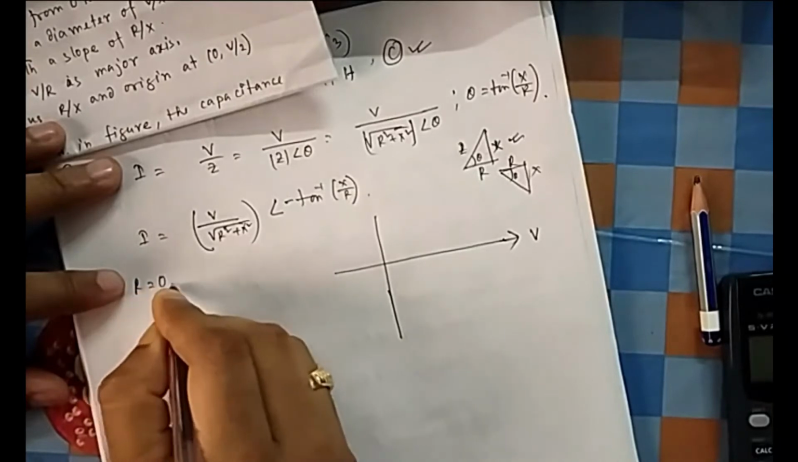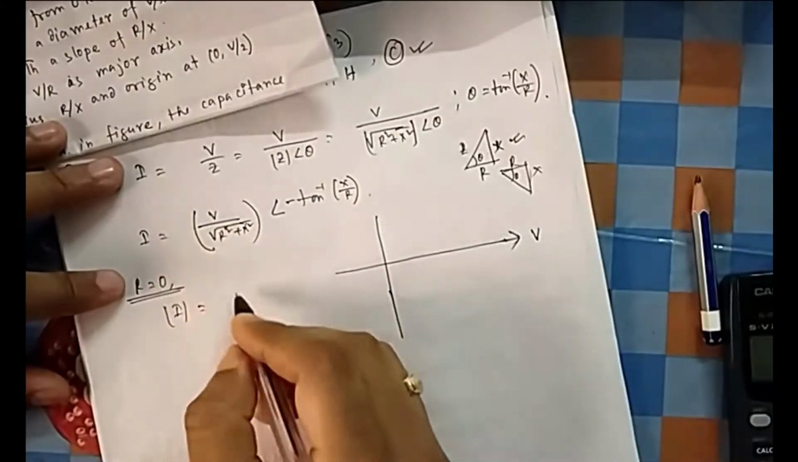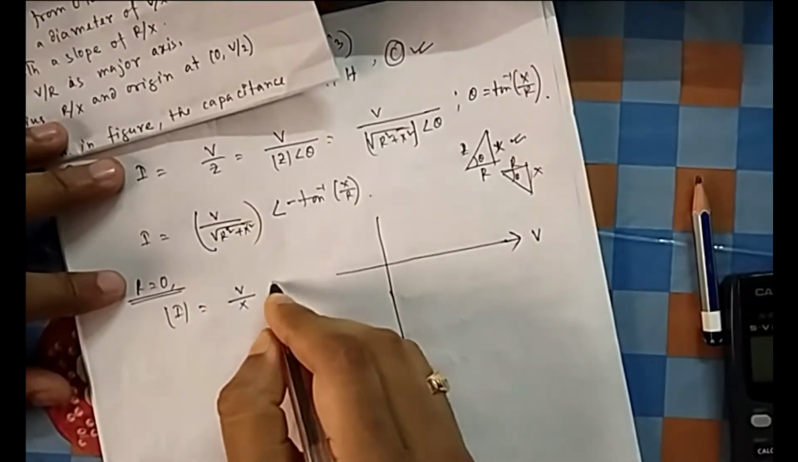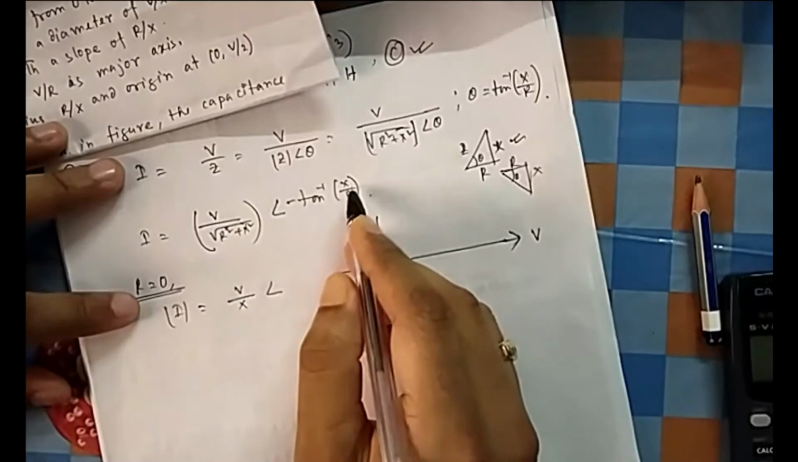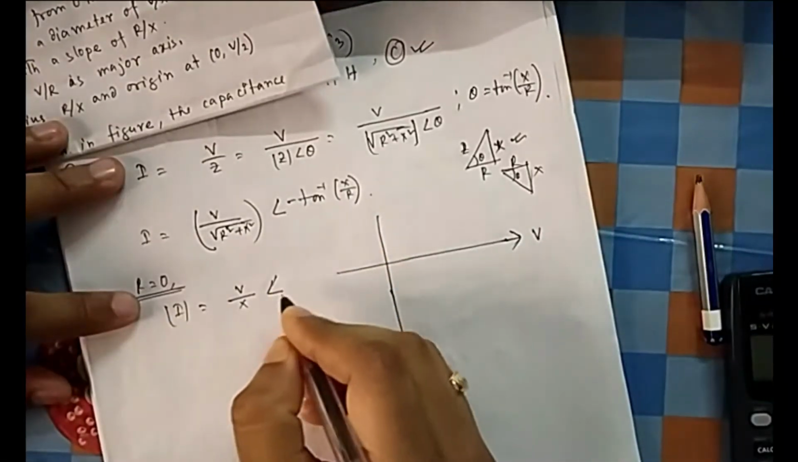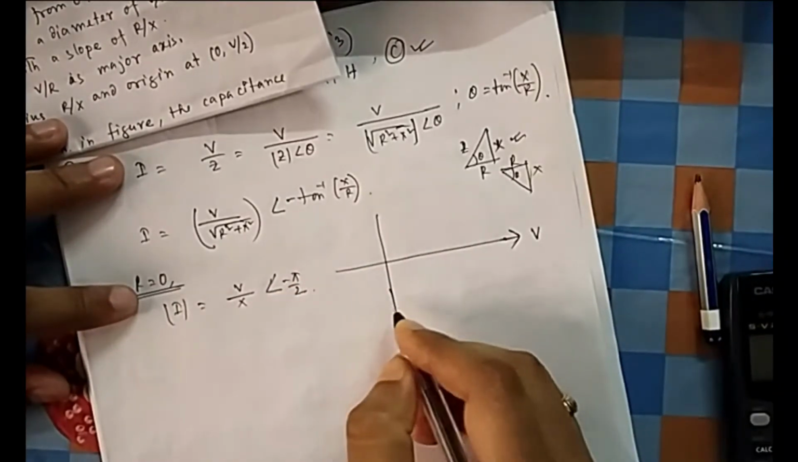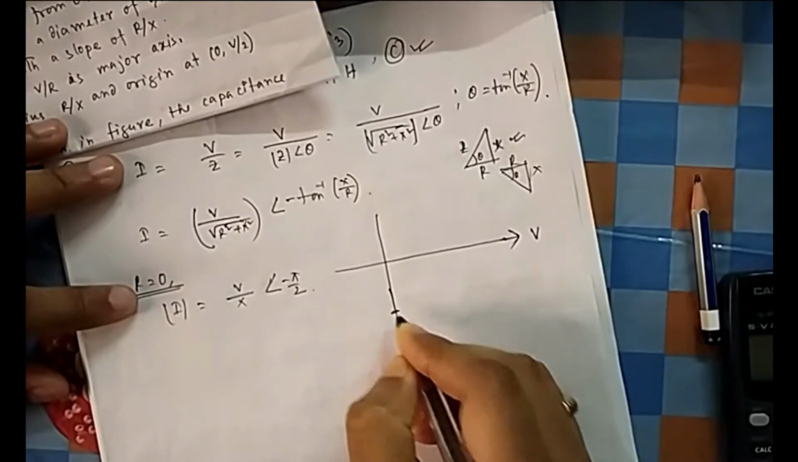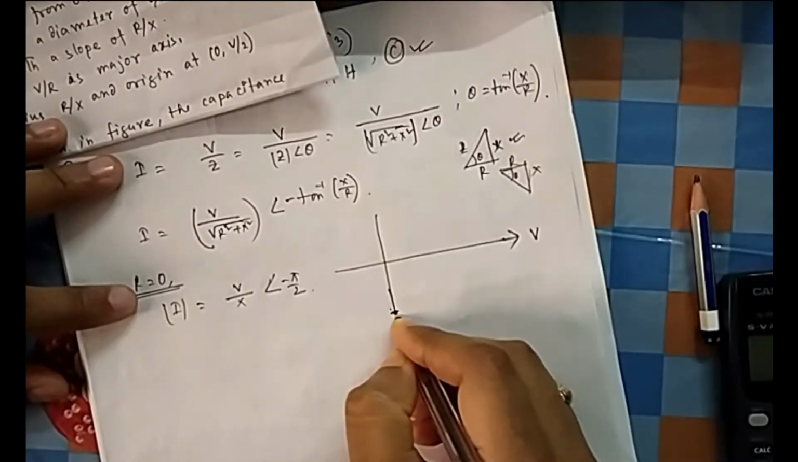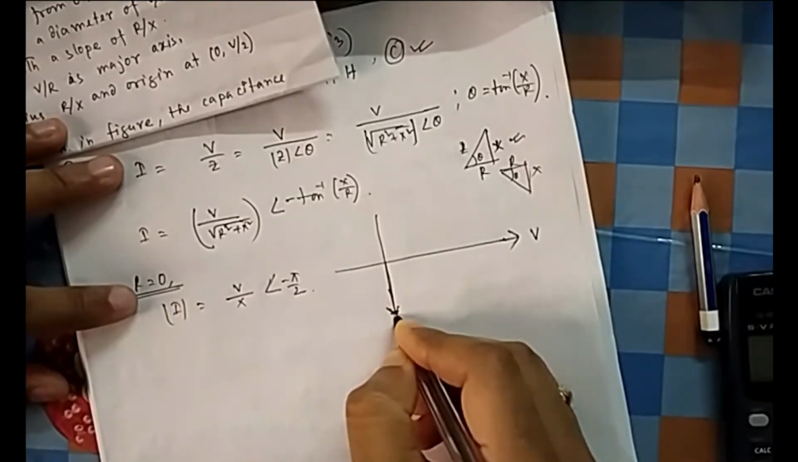If R is 0, let us find the magnitude of I. The magnitude of I is V by X. What is the angle if R is equal to 0? Tan inverse infinity is 90 degrees, so here you can think of minus 90 degrees. So it will be somewhere here. This is your I, the location of the I phasor. The tip of the I phasor is here.